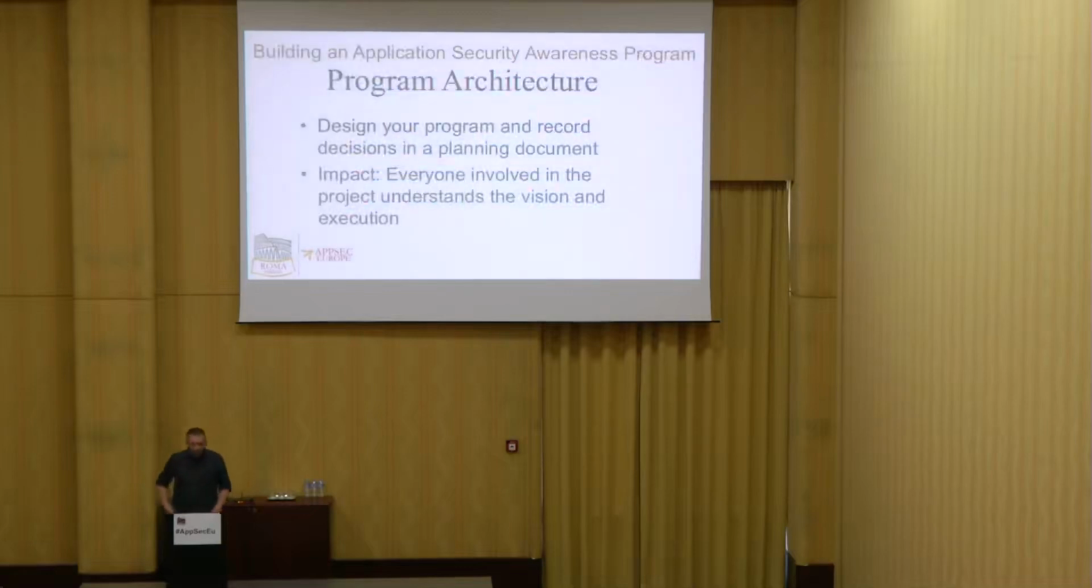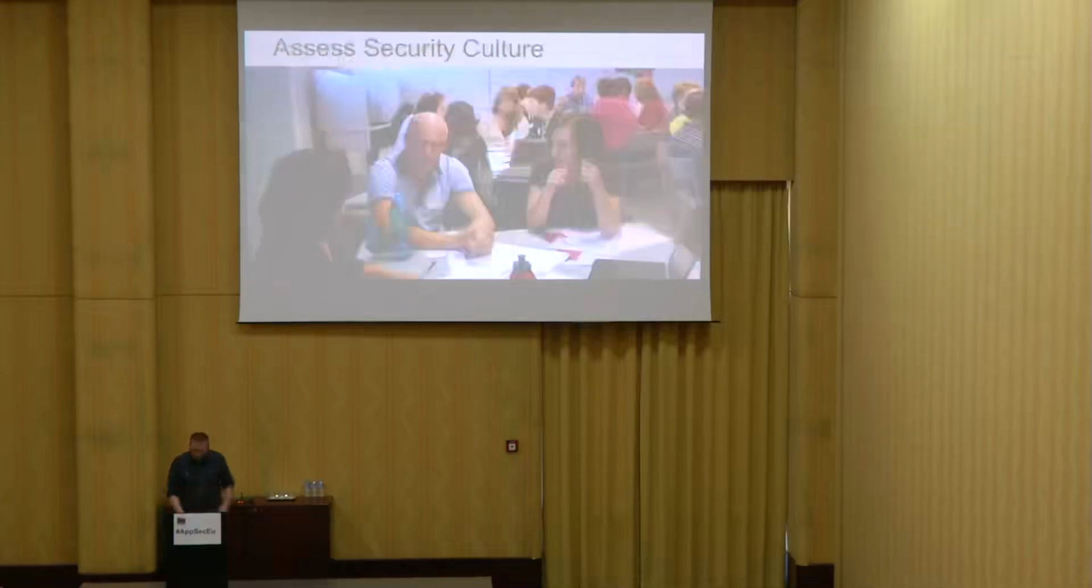So first, from a program architecture perspective, we've got a number of steps we have to go through to lay out what it's actually going to look like. So this is figuring out a plan, making sure we have a vision and an execution for how this program is actually going to come together. And so the first thing that I like to do with one of these is assess the security culture. And there are many different ways that we can go about doing this.